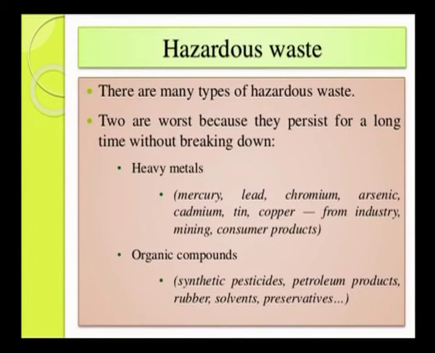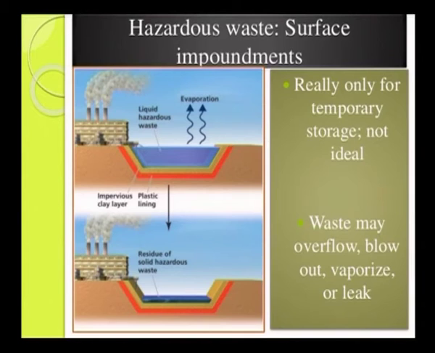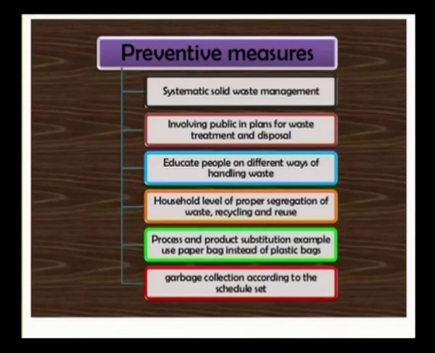There are many types of hazardous waste. You have heavy metals like mercury, lead, chromium and arsenic, which come from industry, mining and consumer product industries. Organic compounds like synthetic pesticides, petroleum products, rubber, solvents, resin and preservatives. Surface impoundments for hazardous waste are really only for temporary storage and are not considered ideal. Waste may overflow, blow out, vaporize or leak. So, all of this is not an ideal situation. It is only temporary relief to store it.